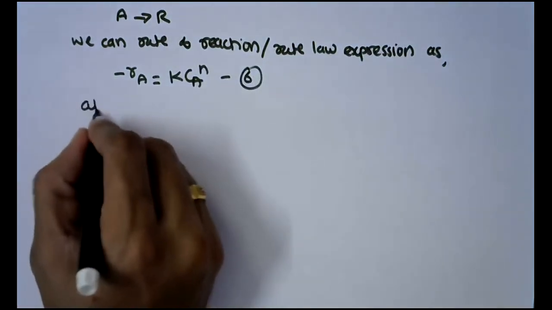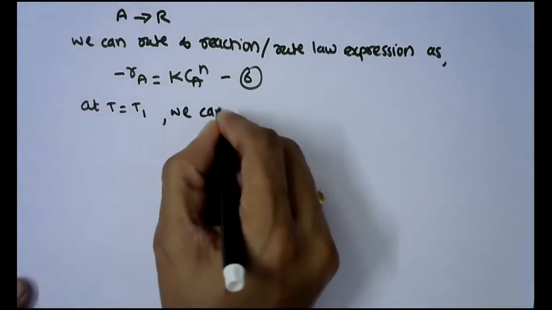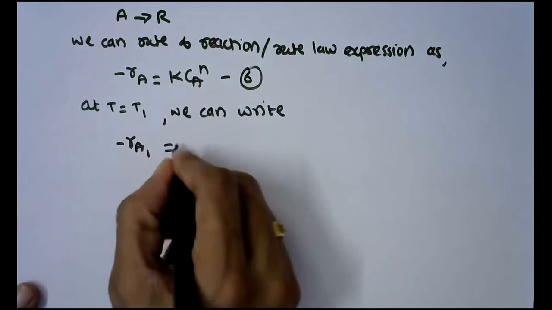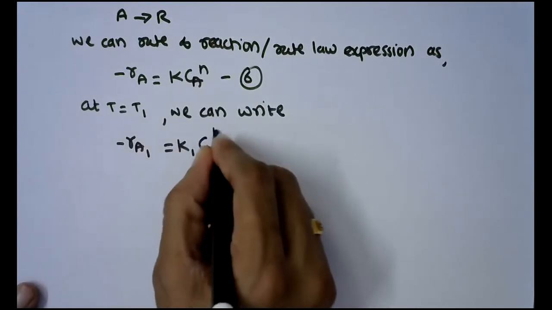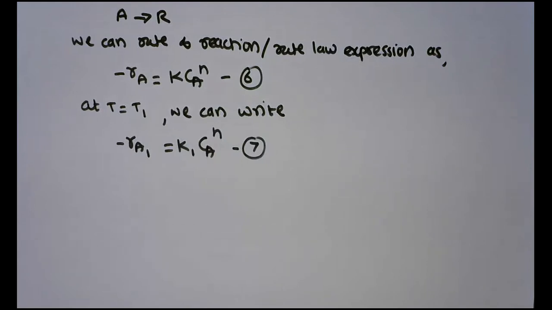Now at T is equal to T1, we can write minus rA1 is equal to k1 CA raised to n. Say this is equation 7. Now you may say, sir, why have we not changed the concentration? The reason is we are not studying the effect of concentration. We are studying the effect of temperature. The reaction mixture of the same composition, we are just trying to carry out the reaction at two different temperatures at same operating conditions, including concentration, just to understand the effect of temperature.